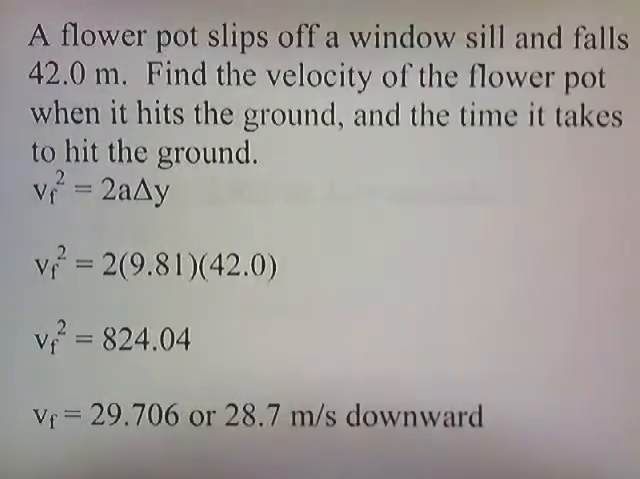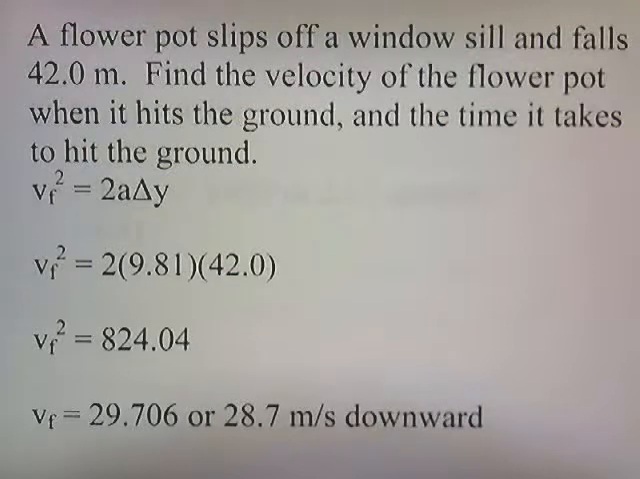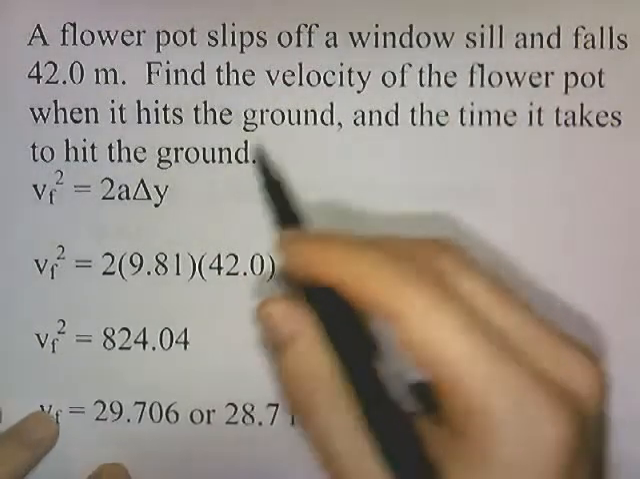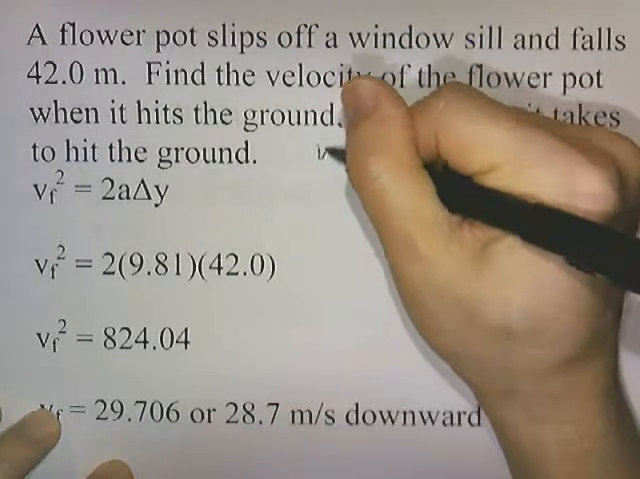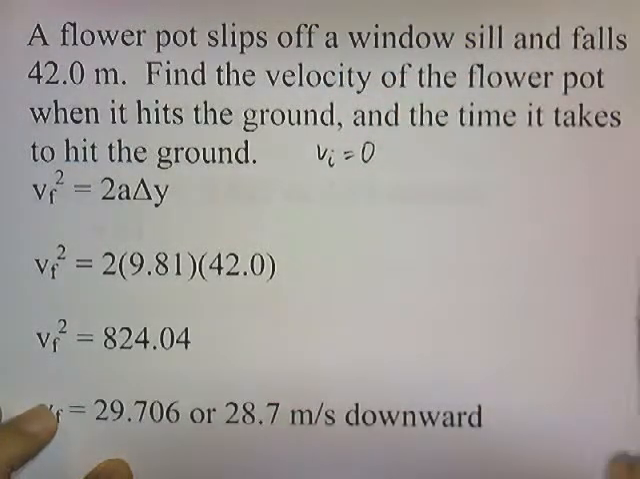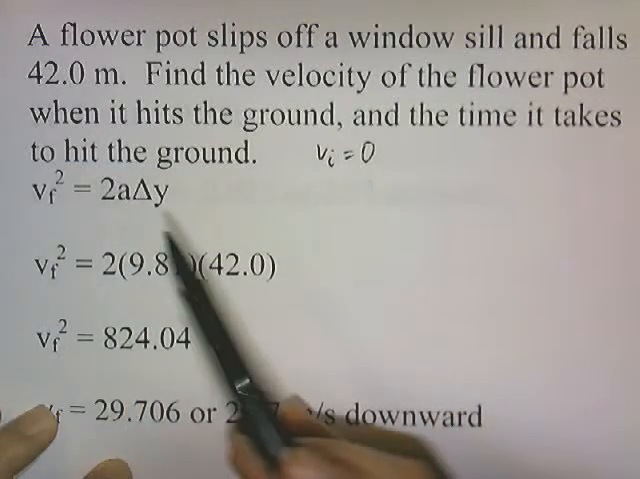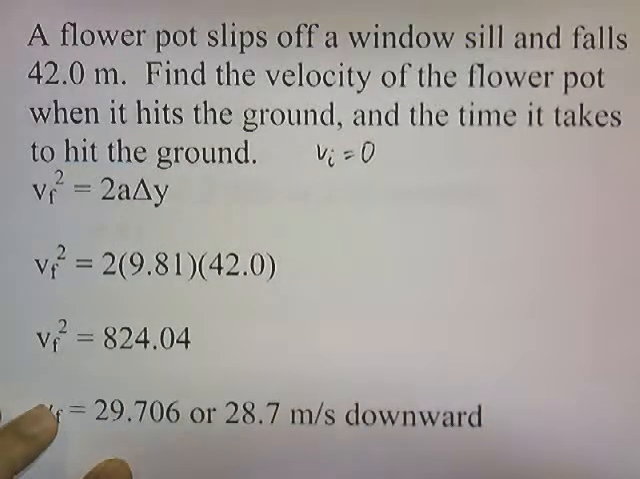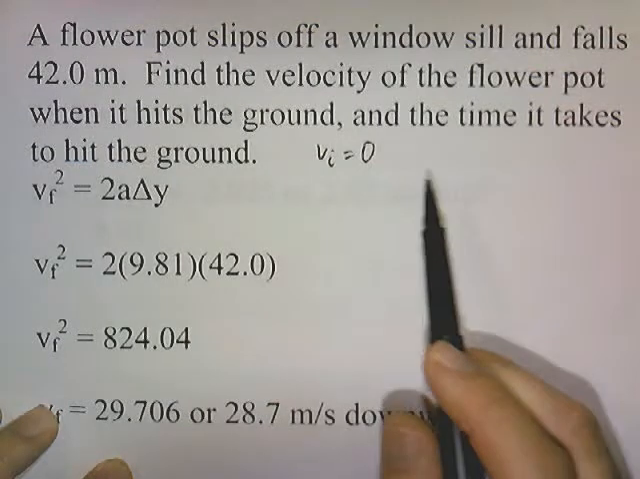All right, let's try another one. A flower pot slips off a windowsill and falls 42 meters. Find the velocity of the flower pot when it hits the ground and the time it takes to hit the ground. So implicitly, they're telling us once again that you're starting from rest. And anytime you're starting from rest, you can use a formula like this, assuming they also give you the other variables that you need. So we're starting from rest.